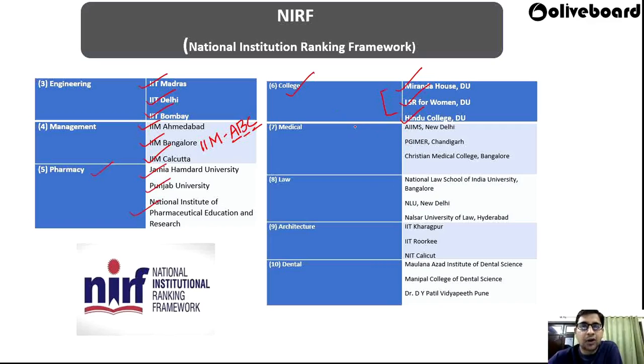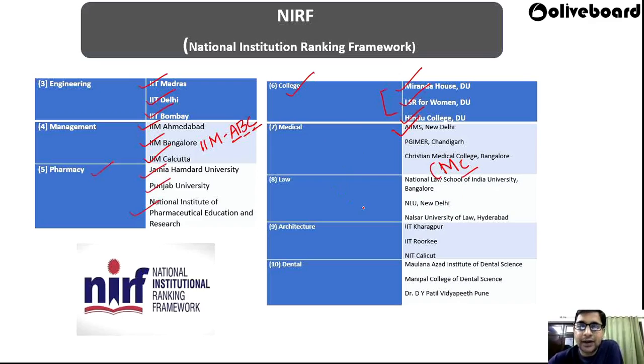Then under the medical college, top ranking has always been taken by AIIMS. Then second is PGIMER Chandigarh, then Christian Medical College, that we also call CMC, Vellore, which has been given the top ranking under the medical category.